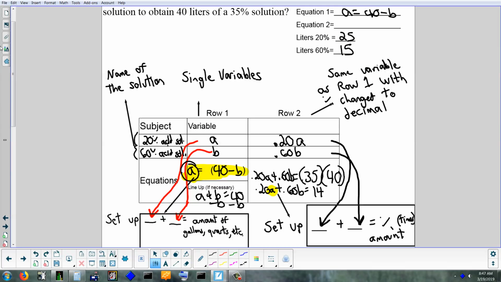And your equation 2, well, we'd accept either one, guys. We'd accept before you simplify the 0.35 times 40 or after you simplify. I'm going to do the bottom one because it's less writing. So 0.20A plus 0.60B equals 14.